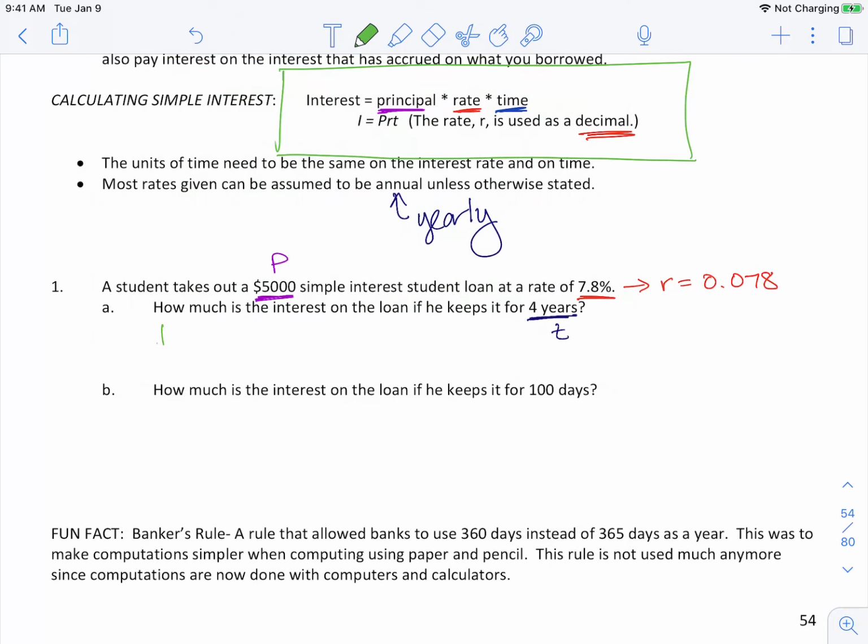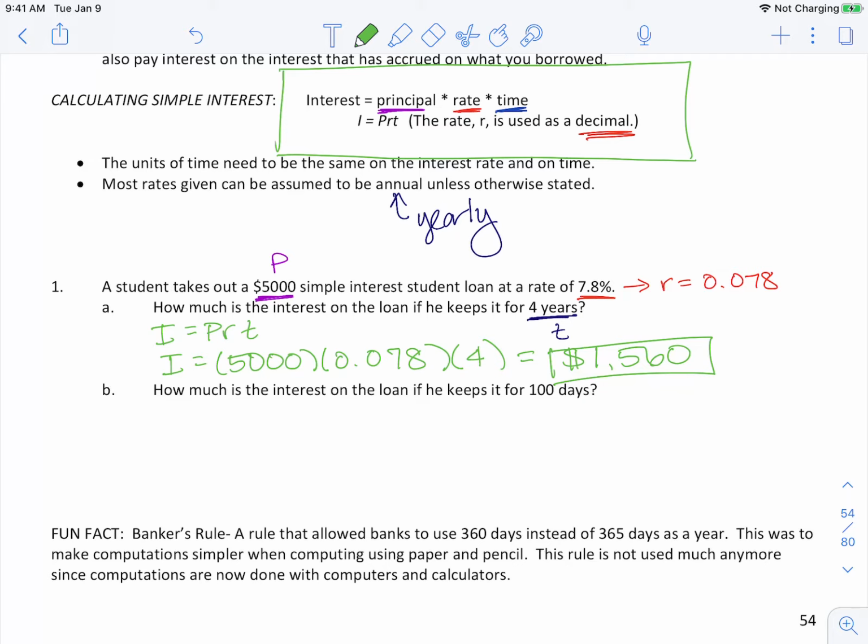Using our formula, I equals PRT. So I want you to please find the interest here. Okay, if we plug in everything we have, I equals 5,000 times 0.078 times 4, and that gives us $1,560.